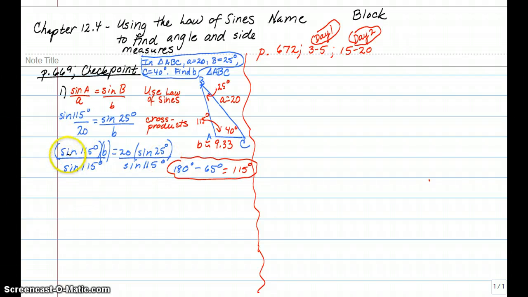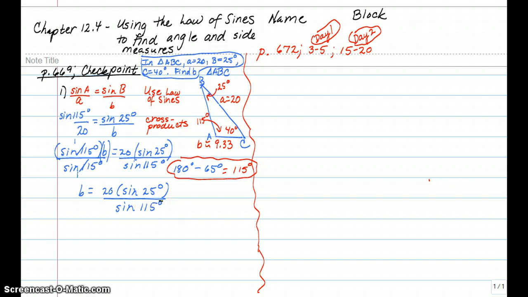Now, sine 115 degrees divided by sine 115 degrees leaves us with 1. 1 times B is B. And now we have B equals 20 times sine 25 degrees divided by sine 115 degrees.